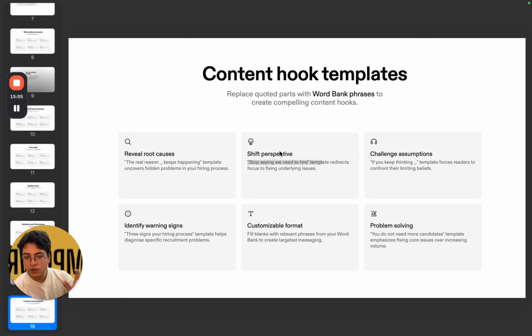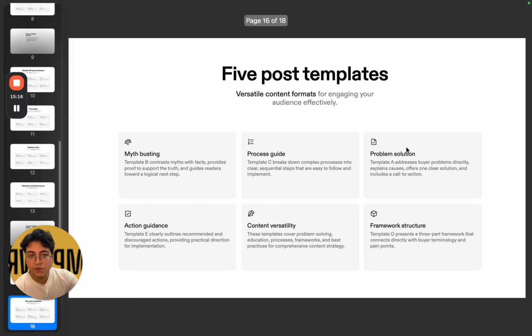The best hook is short, easier to read, and written in language so simple that even a fifth grader can understand it. So now we have the hook templates. Let's create the post templates, because you are not going to post the same kind of content every single day.